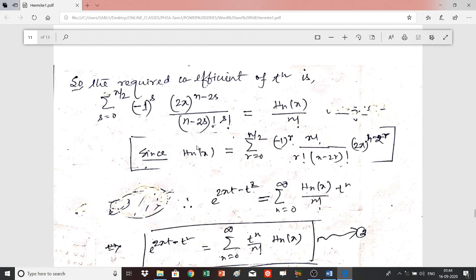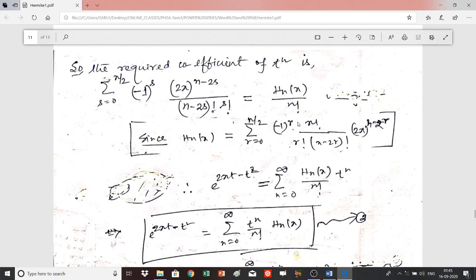Here the Hermite polynomial was given by H_n(x), equal to the sum over r from 0 to infinity of (minus 1) to the power r, n factorial, over r factorial, (n minus 2r) factorial, times (2x) to the power n minus 2r. Just multiply this expression in the numerator and in the denominator by n factorial. So this gives (minus 1) to the power s, (2x) to the power n minus 2s, times n factorial by (n minus 2s) factorial, s factorial, and here 1 by n factorial. The first term gives you the Hermite polynomial H_n(x), and n factorial is there.